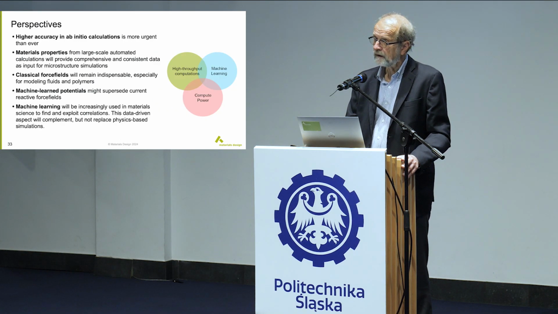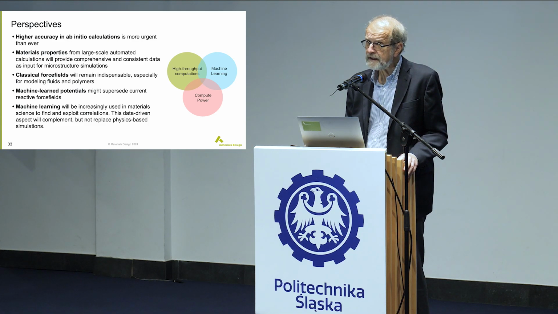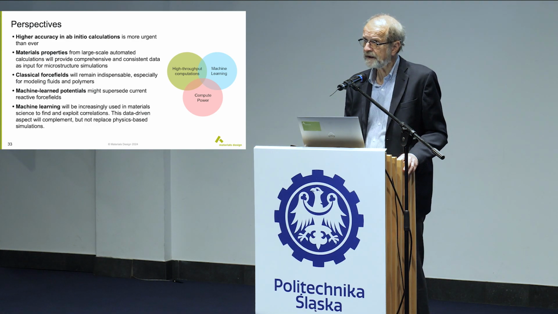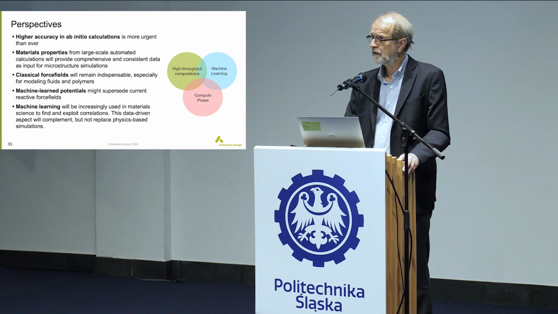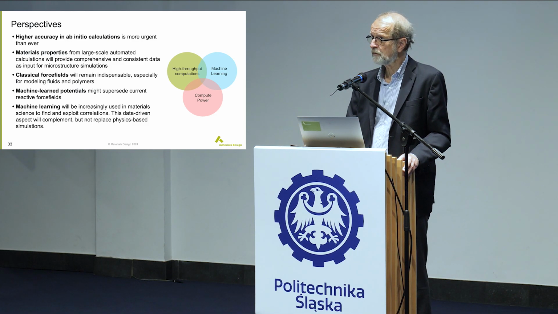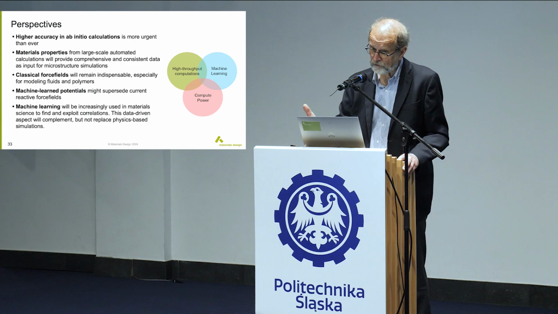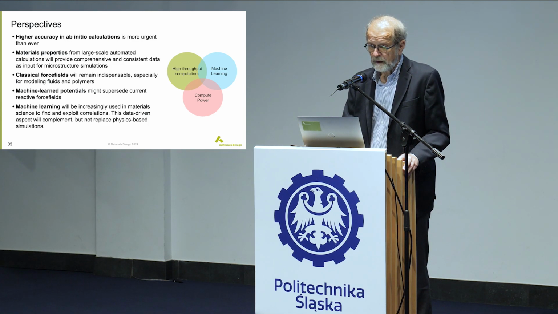So let me wrap up with a few perspectives. We need higher accuracy in ab initio calculations. We're not at the end of the story here. And what Kołos showed us is that, well, if you put your mind to it, you can get accuracy that challenges experiment. He did it for the H2 molecule in the 1950s. Now we need to do this for larger and complex systems.